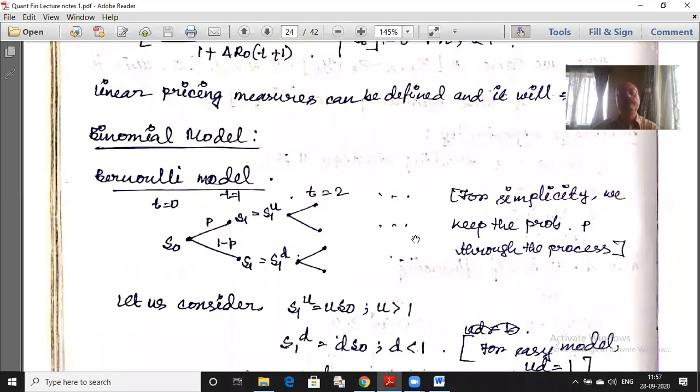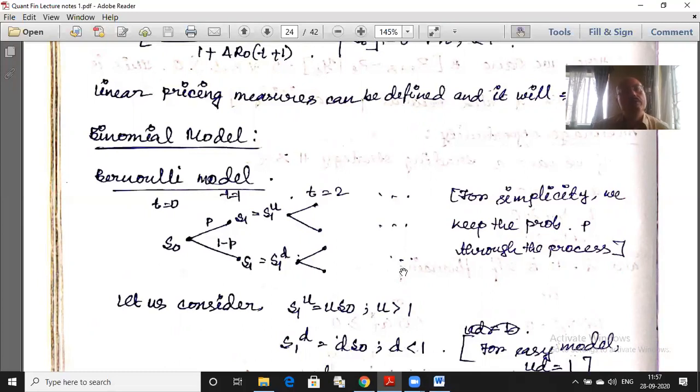So I have these Bernoulli trials at every time point. From S at time 0, I start with S0. Now at time 1, S1 can be either S1U or S1D. And again at time 2, there will be two possibilities from each of these nodes. So it branches out.